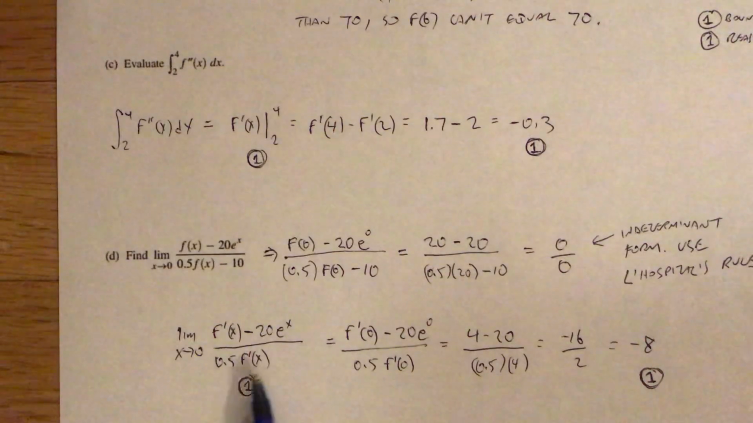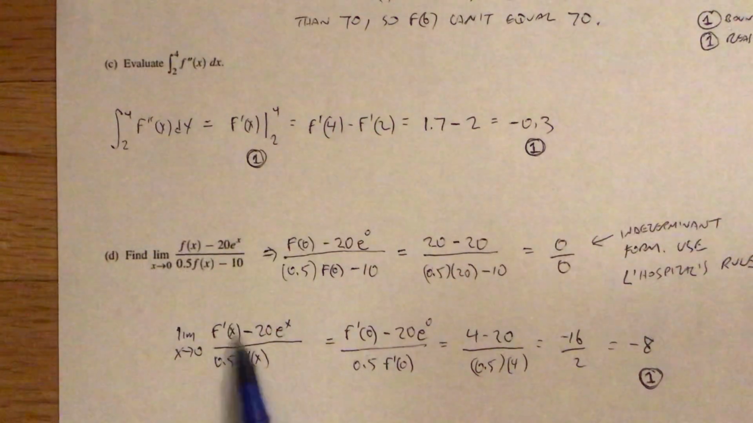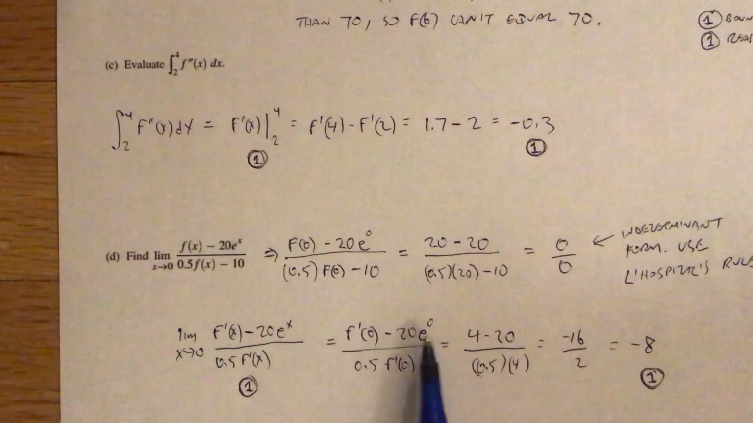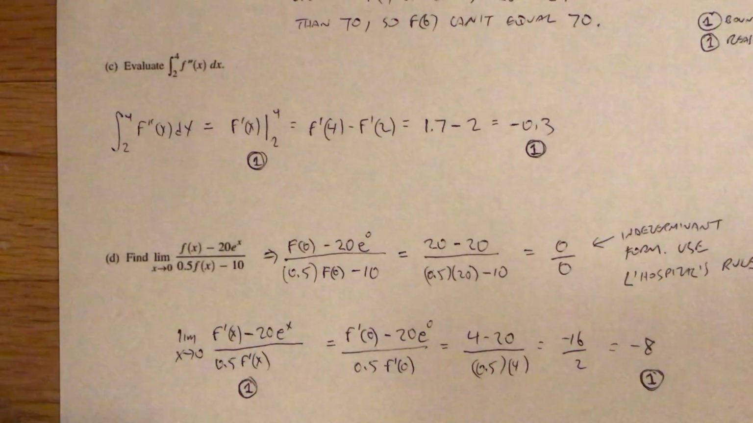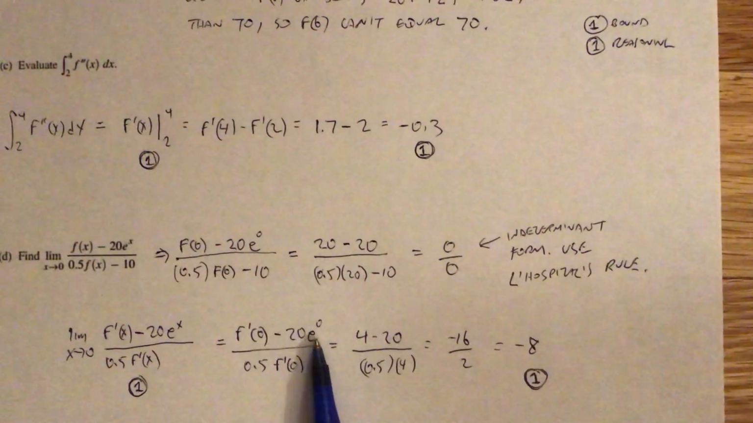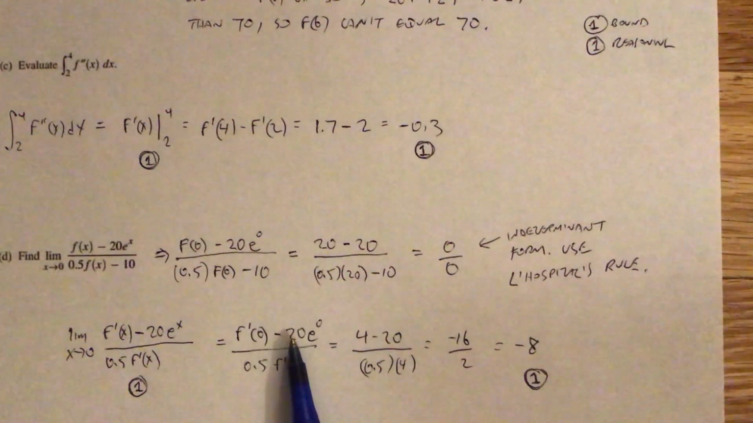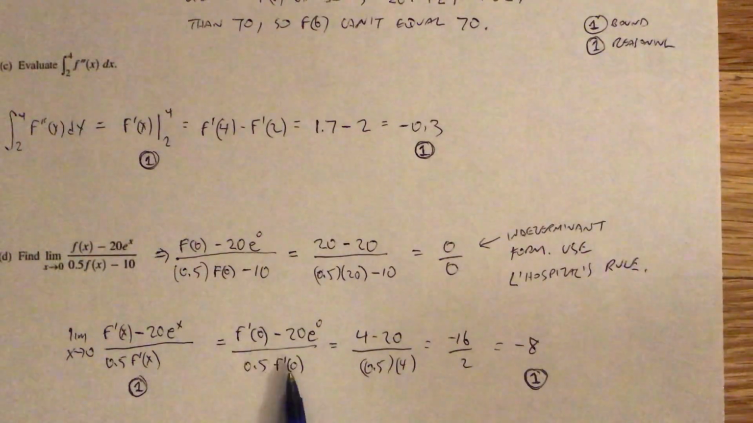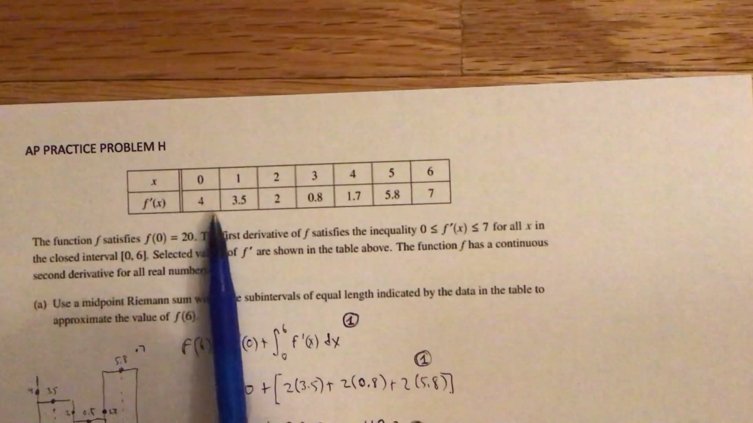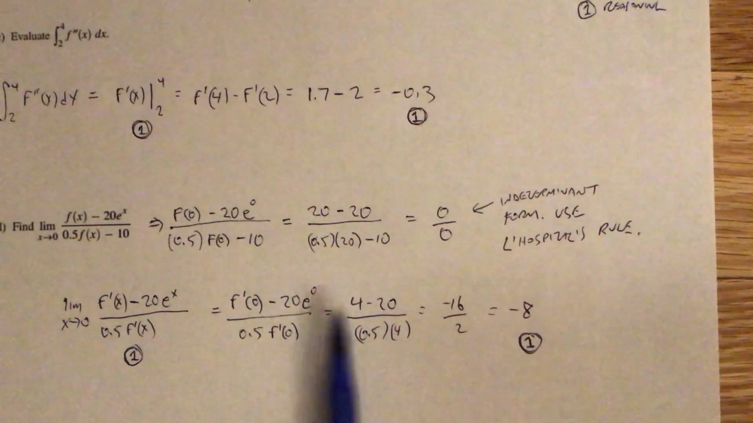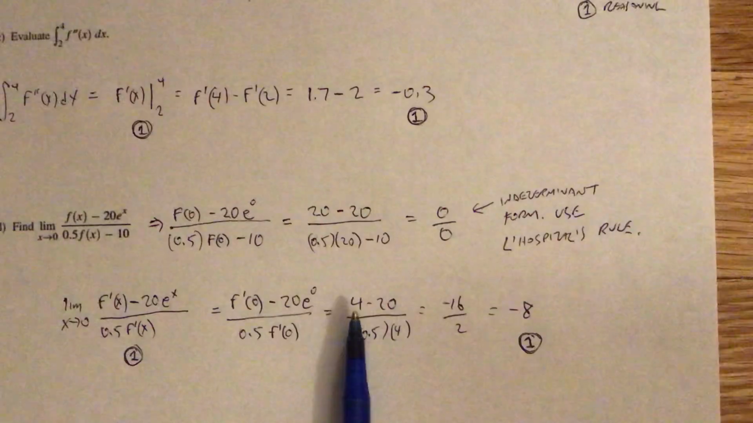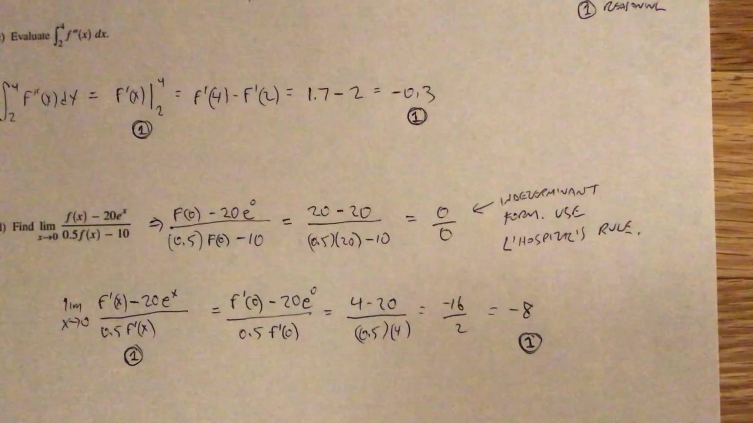Now that I have the derivative of the top and the derivative of the bottom, we'll throw the 0 in: f prime of 0, 20e to the 0, and then 0.5 times f prime of 0 again. This comes out as 1 times 20, so that's fine. Now we need f prime of 0. Once again, we know that: f prime of 0 is sitting right up here. F prime of 0 is 4. So we plug those in, and we have enough information. We have the 4, this is half of 4, which is 2, and all told, it comes out as negative 8.